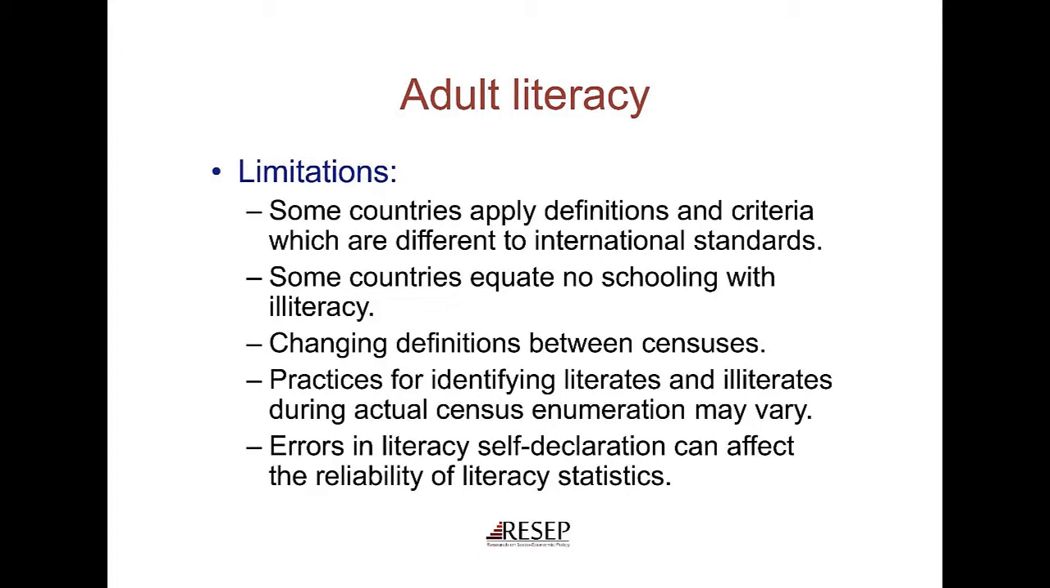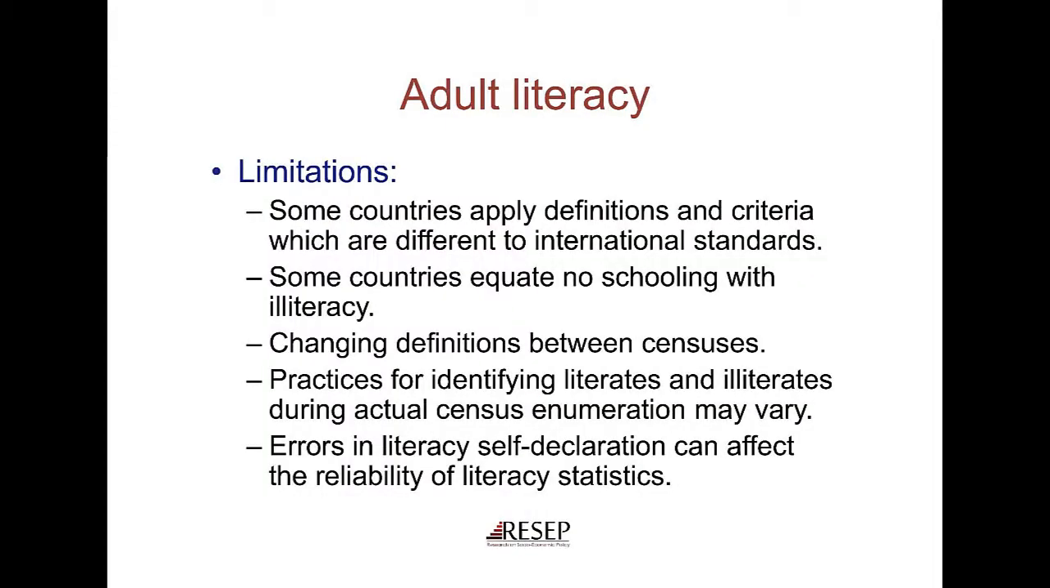So like I said, with each of these indicators there are limitations. Some of the limitations with adult literacy and with youth literacy as well, which we'll discuss in a minute, is that some countries apply definitions and criteria which are different to international standards. So you can't make a comparison then. You can't say we are doing better maybe than Botswana in adult literacy if Botswana and South Africa are not using the exact same criteria.